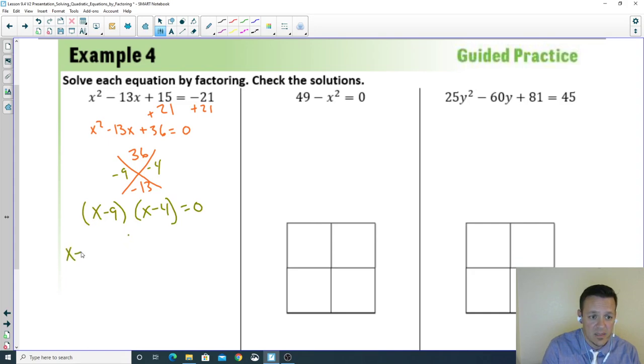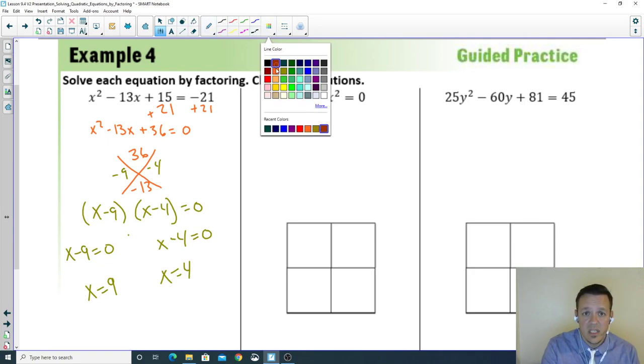down, right? So it'd be x minus 9 equals 0 and x minus 4 equals 0. Now you can simply just add 9 and add 4. So we know x equals 9 and x equals 4. Kind of skipped a step, but you guys get it, right?